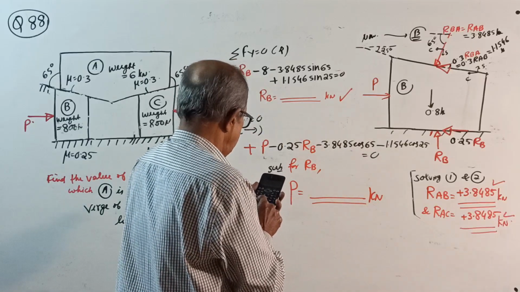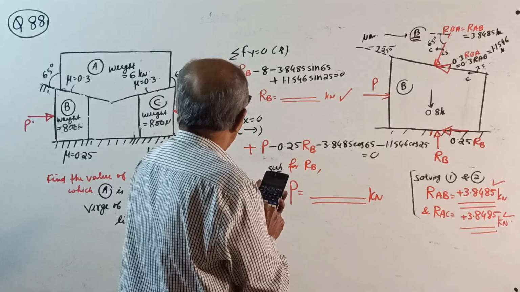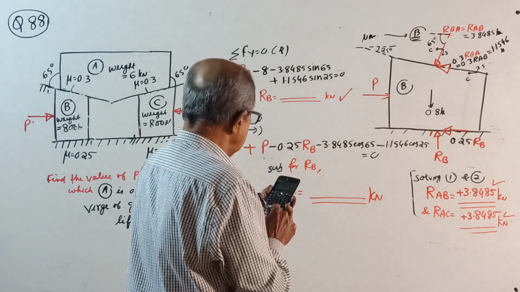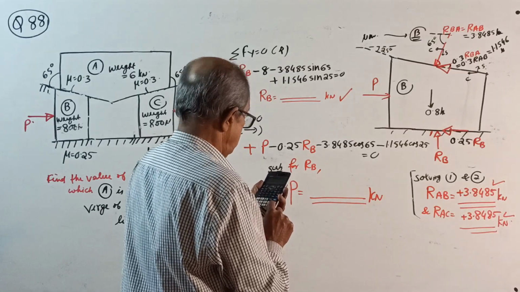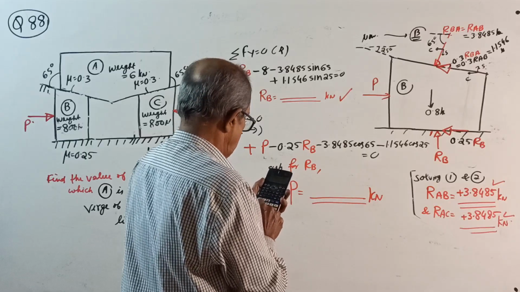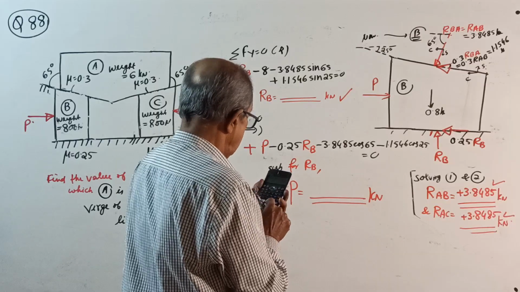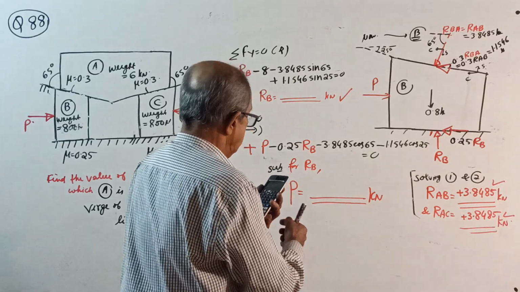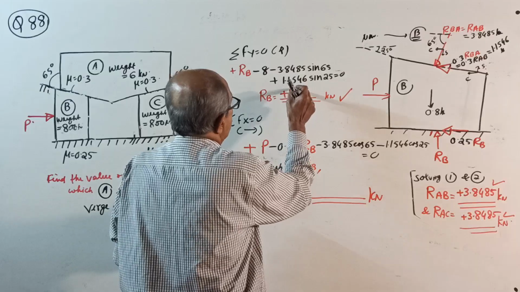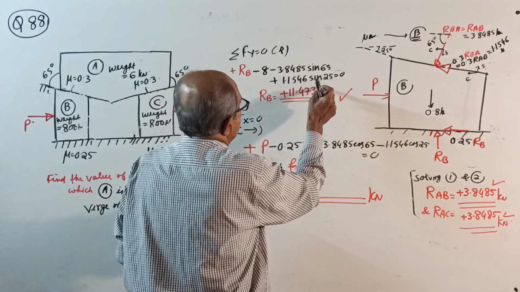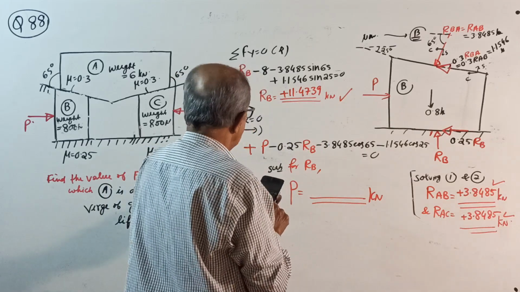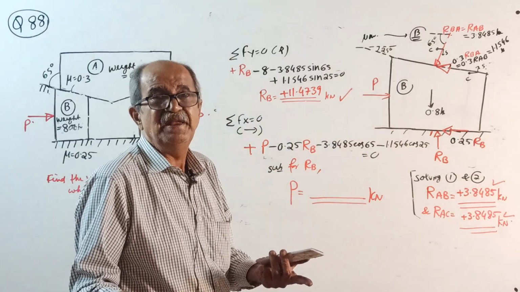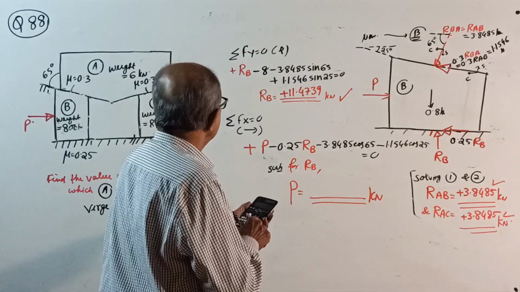It is 8 plus 3.8485 into sin 65 minus 1.1546 into sin 25. That is 11.4739 kilonewton. Substitute here. If by chance my calculator has a problem or it is wrong, correct the value. What is there? Don't make an issue of that. You will learn the principle.